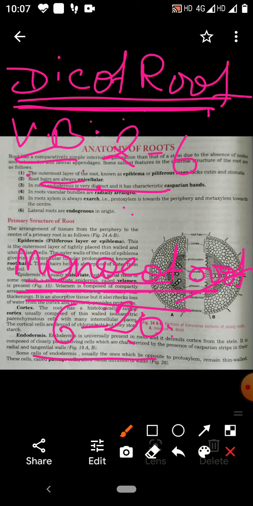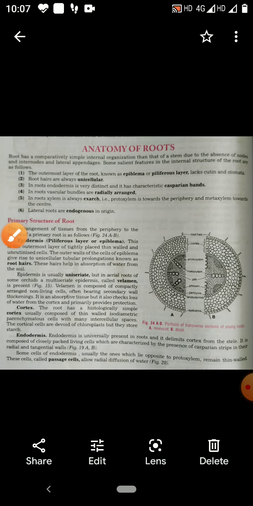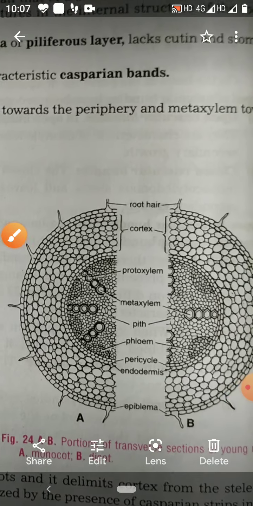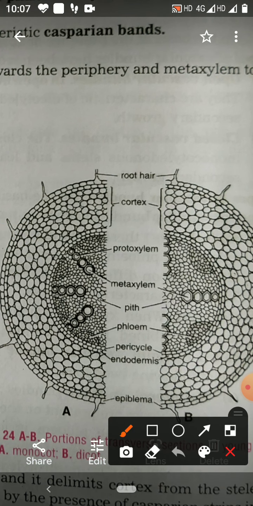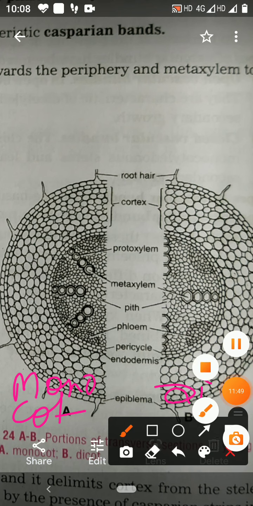So children, I told the internal structure of root, that is anatomy of root, and the different tissues which are found in the root. Here in this figure, this side is the TS of monocot. This is dicot. So you can compare this dicot and monocot.